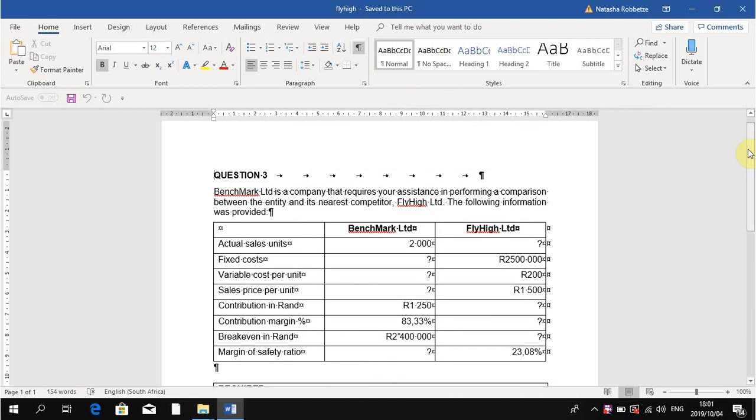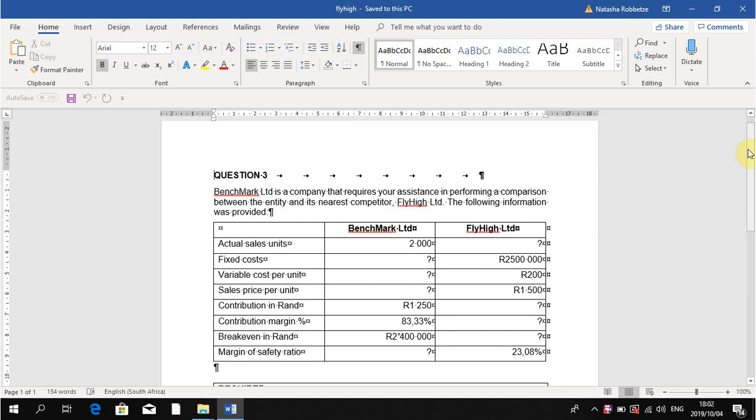I have a question here that I want us to run through. Quite interesting. Again, there's two companies and you have to do a comparison. All the information is not available. You need to play around with mathematics and do certain calculations. This is question 3 and I want us to read together.